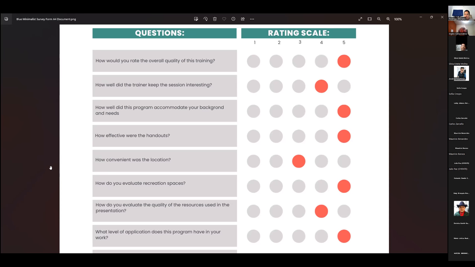And how effective were the hands-on activities? The evaluation rating scale 5, because it's very important to reward the idea.